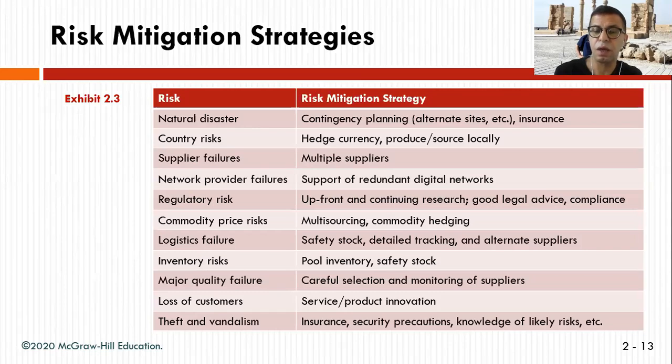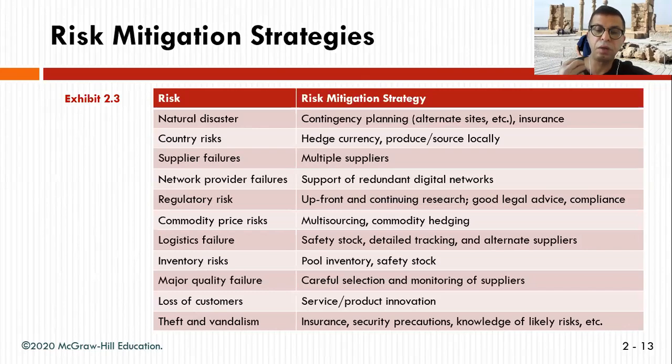Regulatory risk: you need to do upfront and continuing research, good legal advice, and compliance. If you feel that in some countries it might be legally risky to supply you with these materials, then you need to have another country or another way of getting this material ready for you. A good example is chemical supplying, where sometimes regulators stop that.